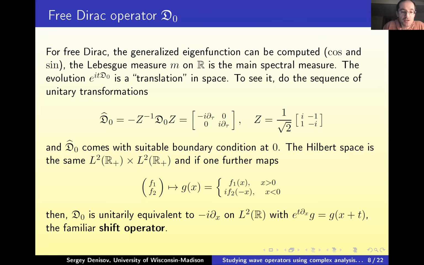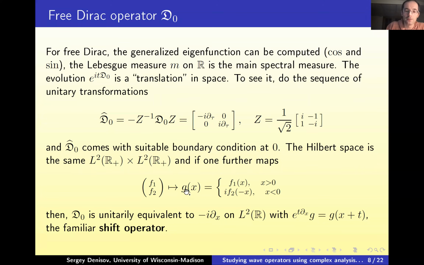Then the Hilbert space after this conjugation is going to be the same. It's going to be the same Cartesian product of L2, so it will have two components: one component F1 right here and another component F2. We have two functions in L2, each one sitting in L2 of R plus. So what I suggest to do is the following.